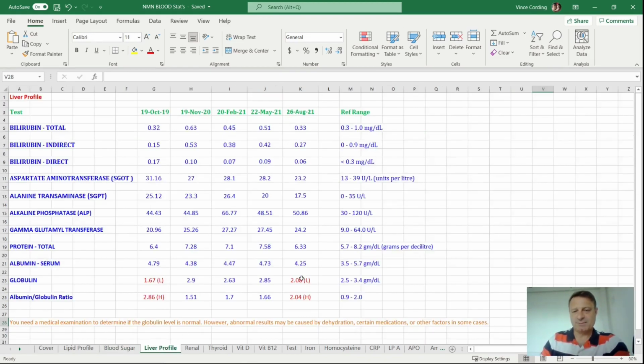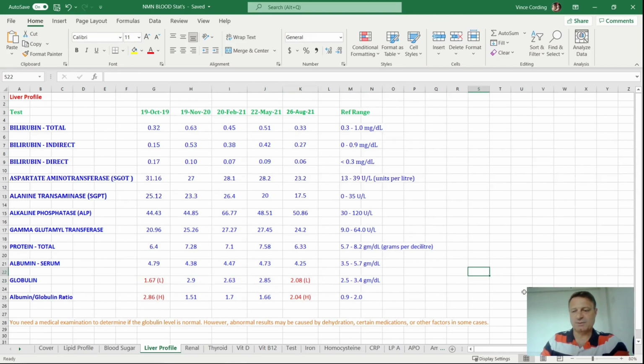Moving on, let's take a look at my liver profile. Everything seems to be okay apart from here. Globulin is 2.08, and 2.5 is what it should be as far as the minimum is concerned. Now you can see here that it was also low in October, but for these months it was okay.